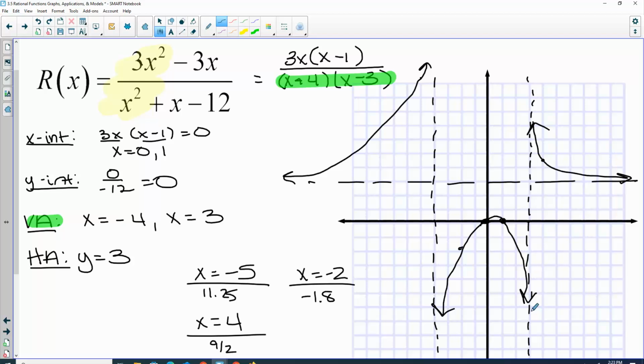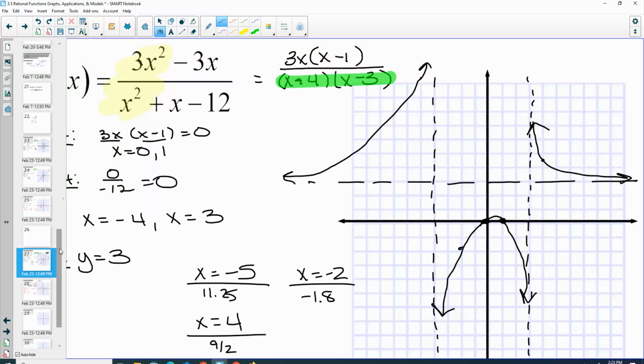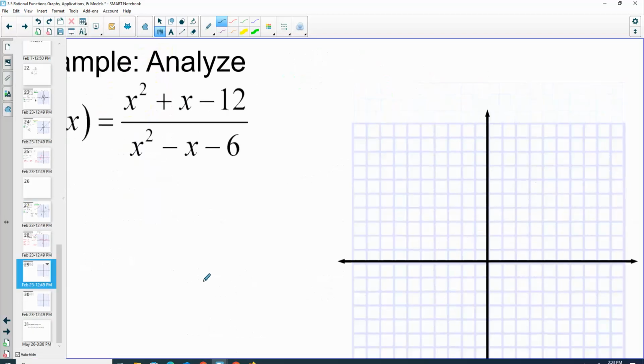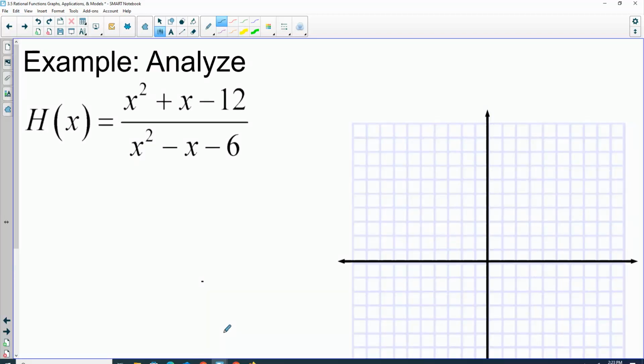All right. Questions there? Let's do the other 2 we didn't get to yesterday. So, first step is what? So factor so we can get our x-intercepts and everything.